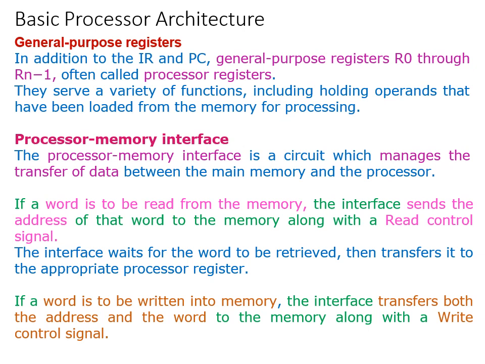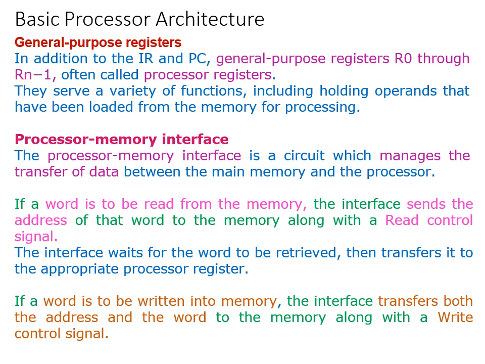General purpose registers, their function is to store as well as hold the operands that have been loaded from memory for processing. And the processor memory interface is a circuit which manages the transfer of data between main memory and the processor.